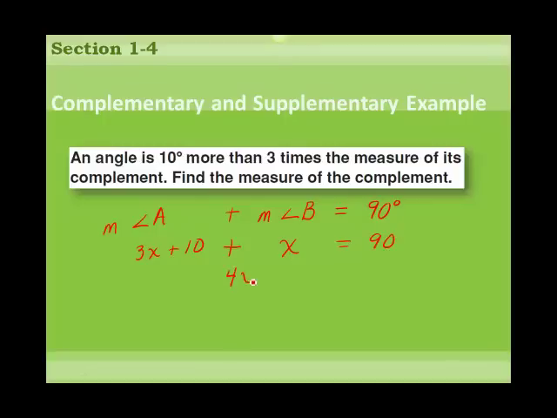So I would get 4x plus 10 equals 90, 4x equals 80, or x is 20. So it says find the measure of the complement. Well, x is the complement. It is the measure of angle B, and so angle B, or the complement, is 20 degrees.